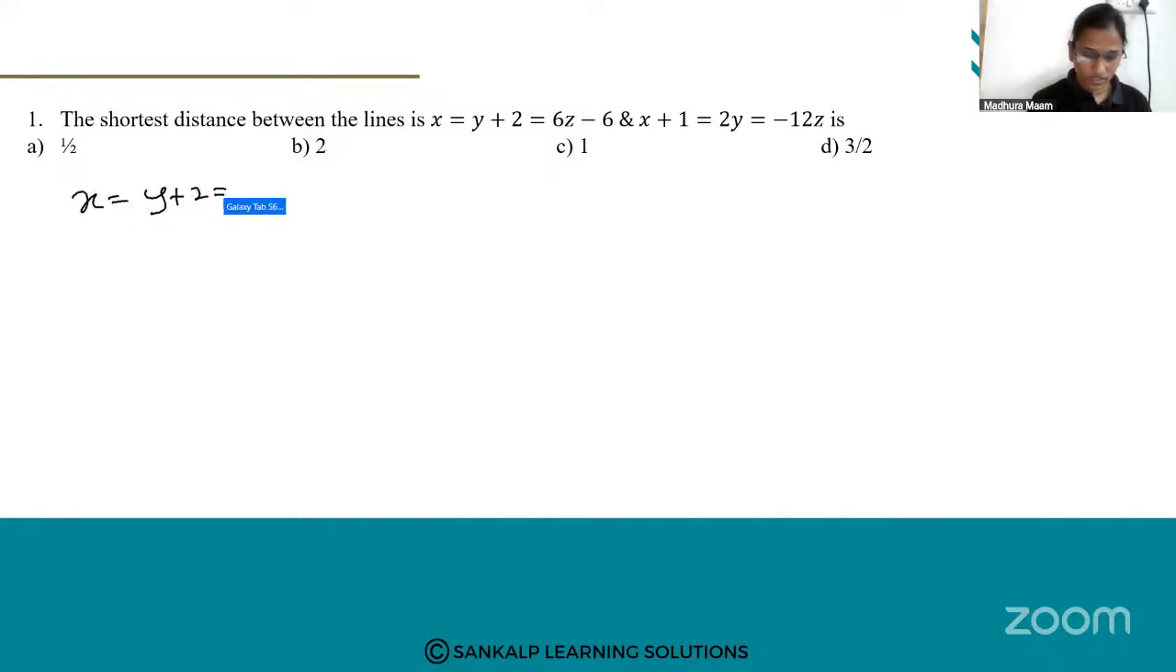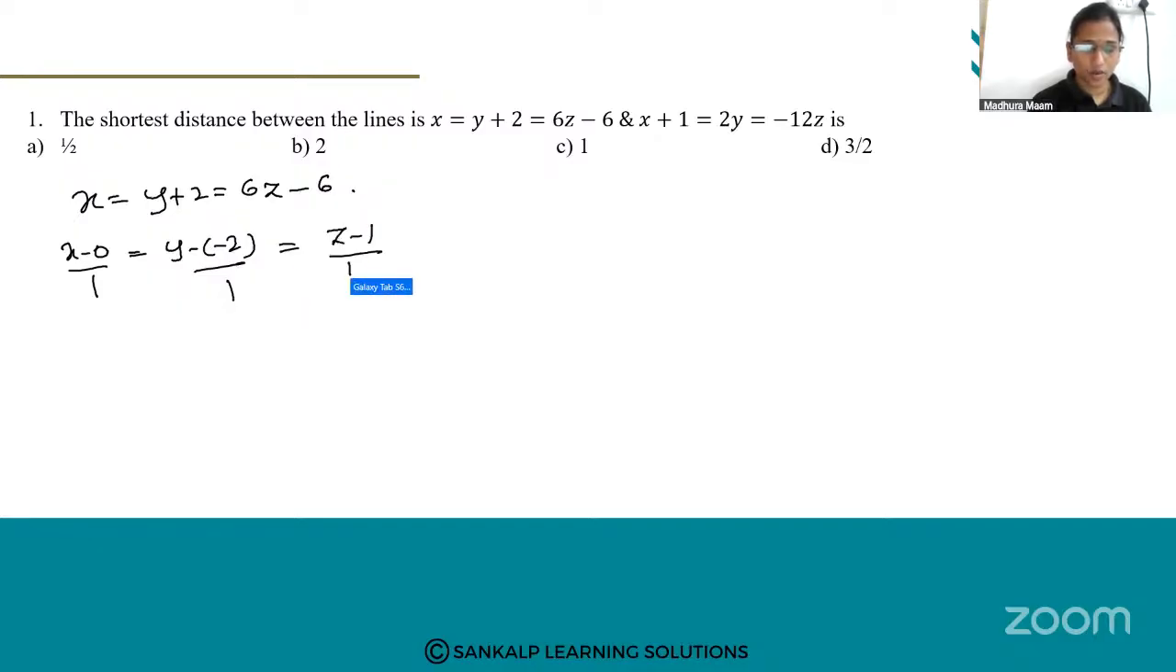This is your first equation which is not entirely in the standard form. So first we have to adjust it a little. This can be written like this. This is nothing but, okay, and if I take 6 common, I can write like this. So this is x1, y1, z1. This is a1, b1, c1.